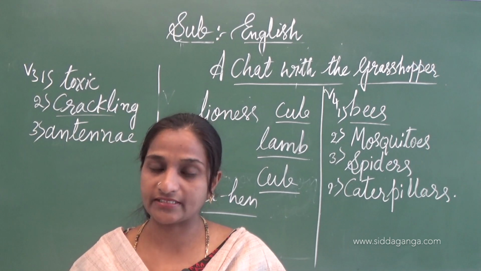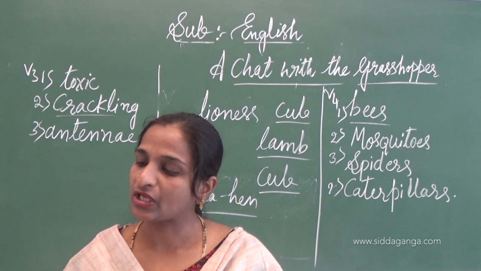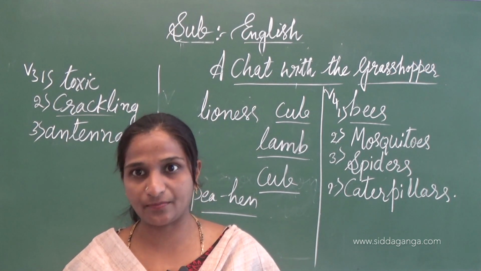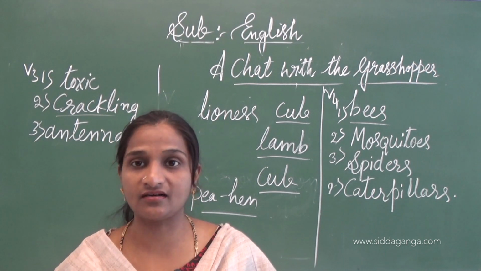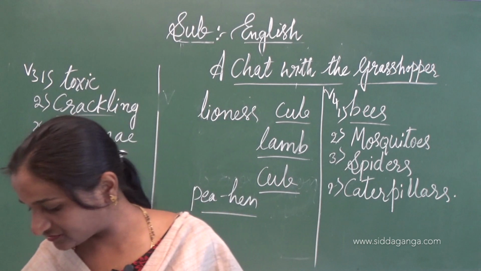So one example is given there. First one we have to read, where does a grasshopper live? Second one, how many eyes does a grasshopper have? You have to write yes one, yes one.